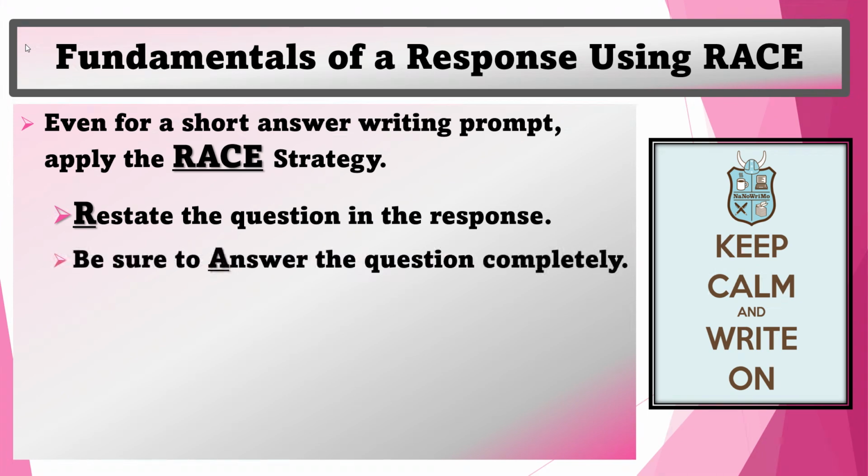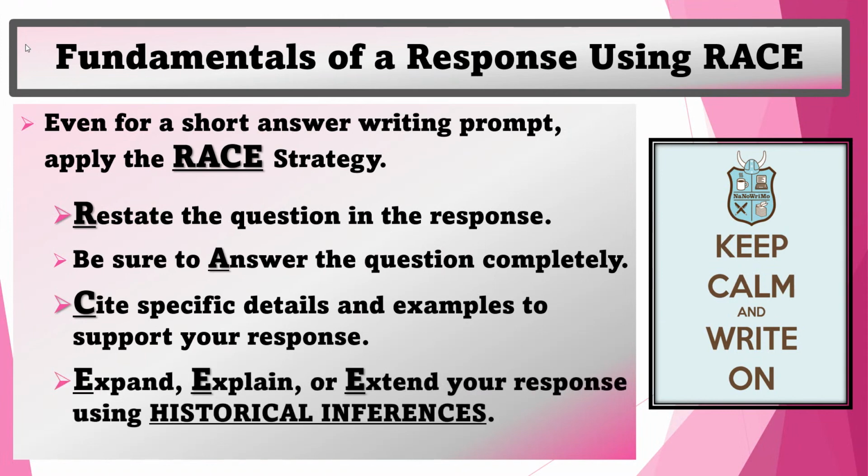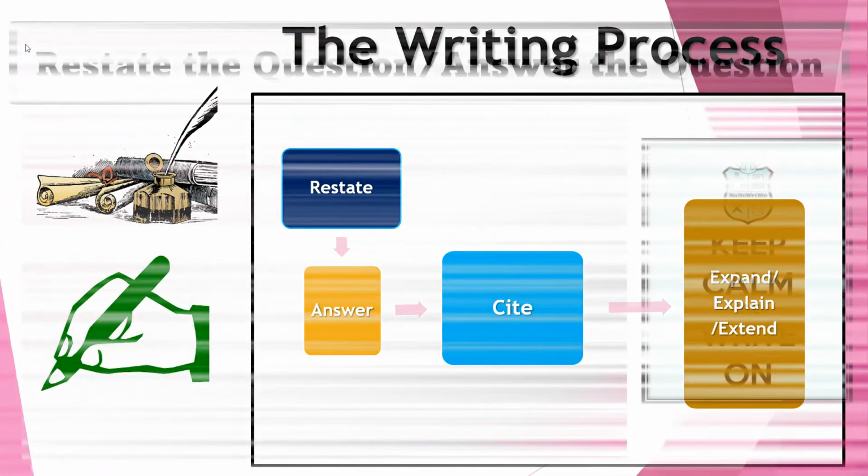A is answer the question completely. Now, we kind of do this in two stages, so when we get there, I'll show you. C is cite specific details and examples to support your response. I need some details here, and we'll talk about those in a minute. E is expand, explain, extend your response using the historical inferences. That's what we're going to use them for. Keep that in mind. So again, the writing process: restate, answer, cite, expand, explain, extend, and that's your RACE method for responding to short answer questions.